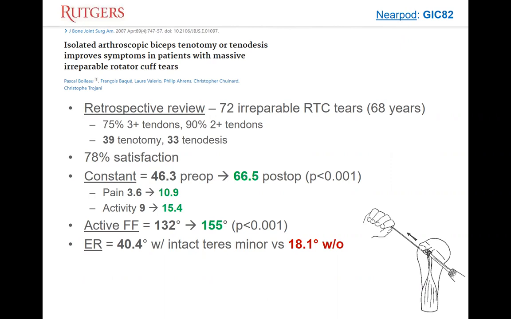60% of the tenotomy patients developed a Popeye, but none reported being bothered by it. So overall, they showed that the biceps tenotomy or tenodesis can be suitable for pain relief as well. However, the indications have to be picked carefully, and any arthropathy or pre-op pseudoparalysis appeared to have negative results.